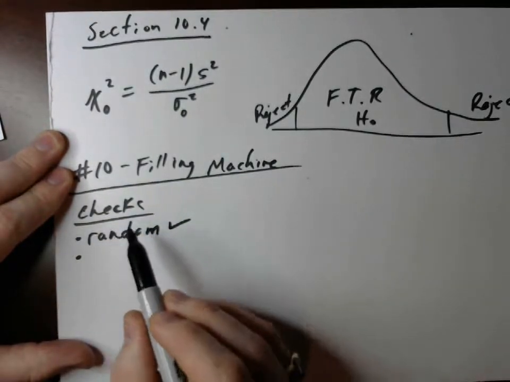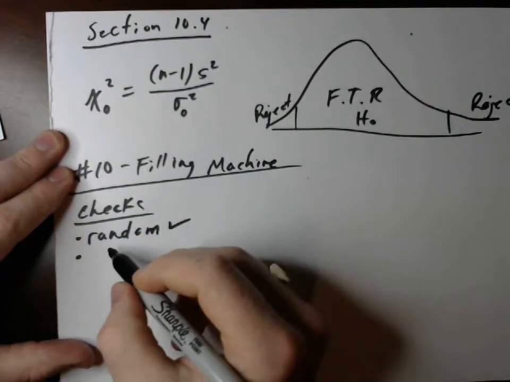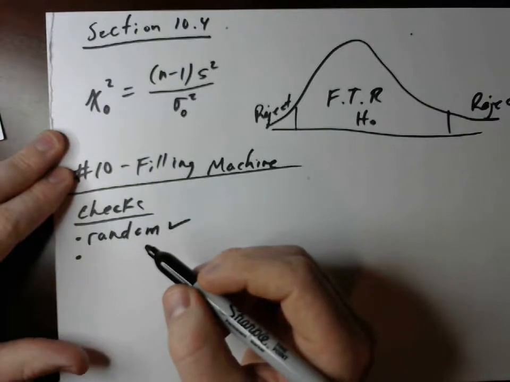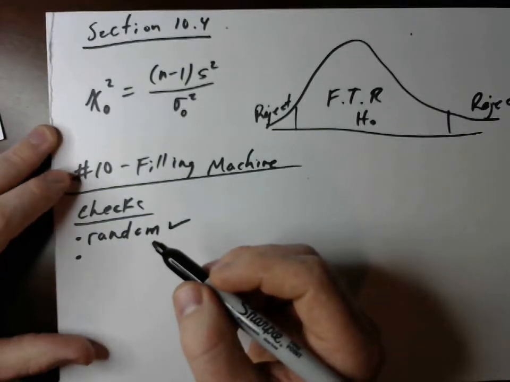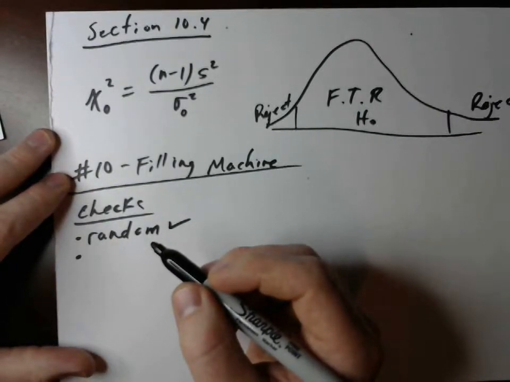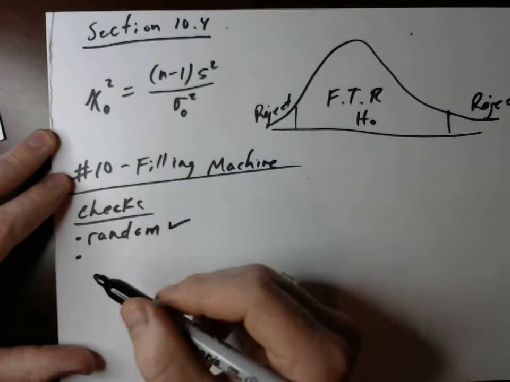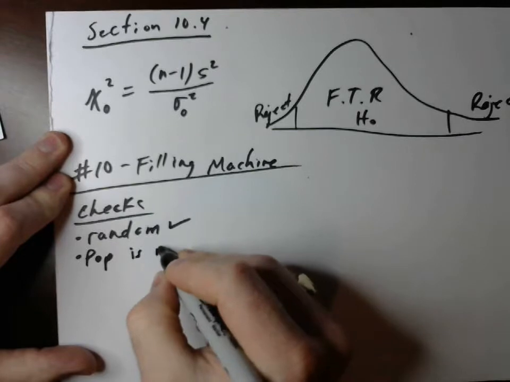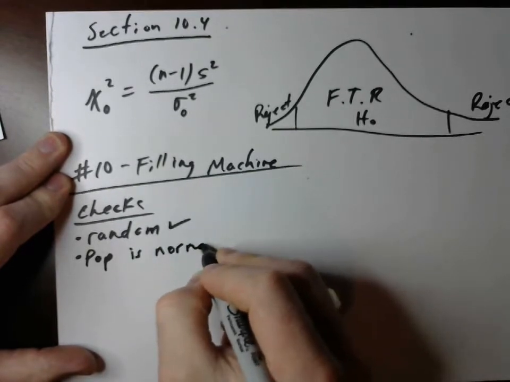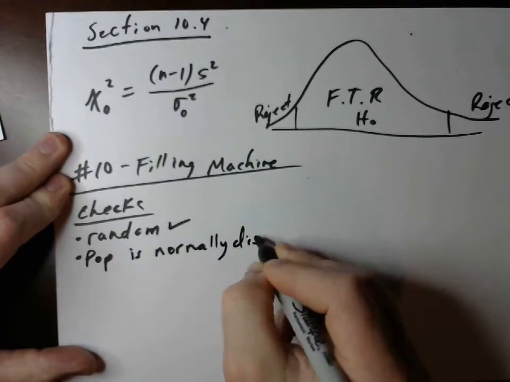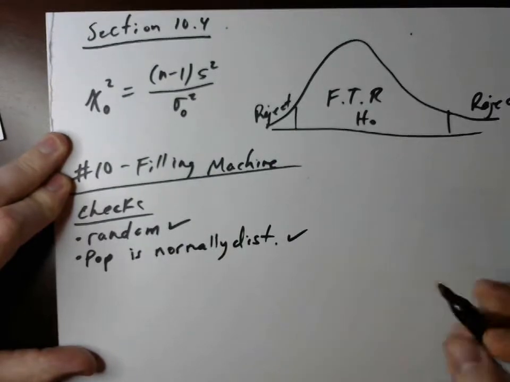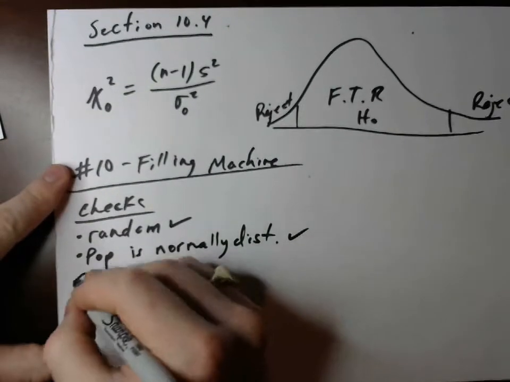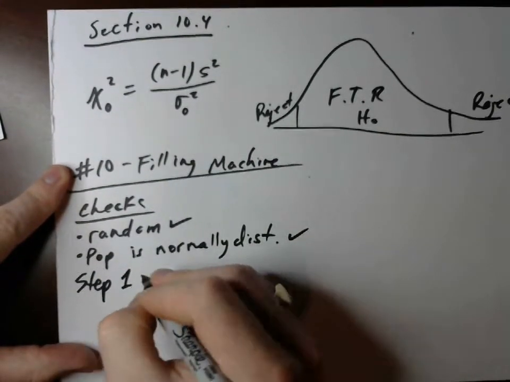You might want to be a little more wordy in a paper if you write one, but you know what to say here. The second check is that the population is normally distributed, and it mentions that the population is normally distributed. It's mentioned in the problem. So, good. We have our two checks. We're ready to move on to step 1.